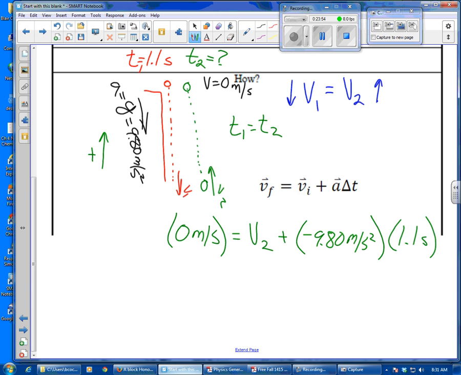And a little cranking on it, I get 10.8. I get that the velocity the second person threw the ball up with is 10.8 meters per second.